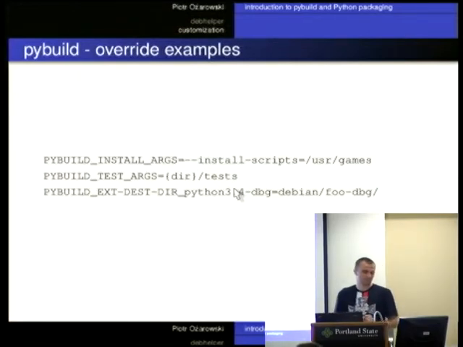The xdesdir is actually an option where you can define a different destination directory for extensions only. So if you want to ship extensions in a different binary package, all you have to do is define this variable, and Python PyBuild will do the right thing. You don't have to override DH auto install and move files one by hand, or create very complicated install files and so on. PyBuild does it for you.